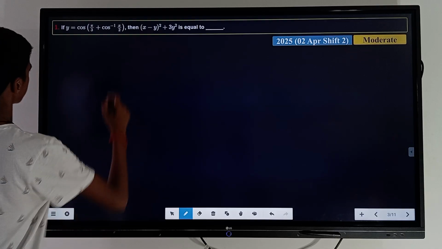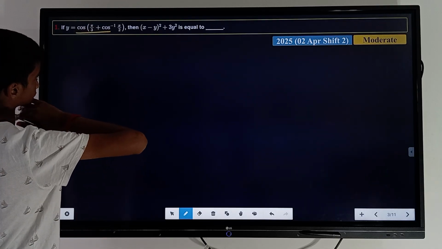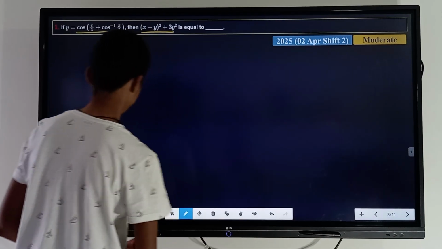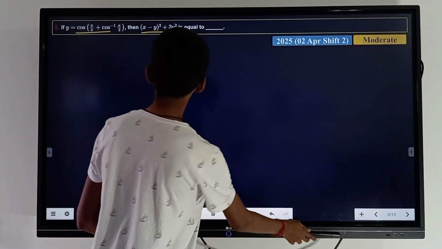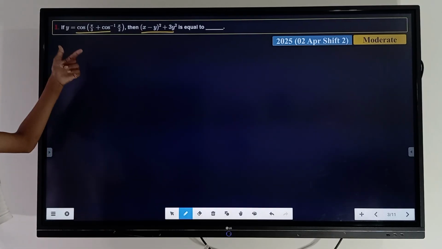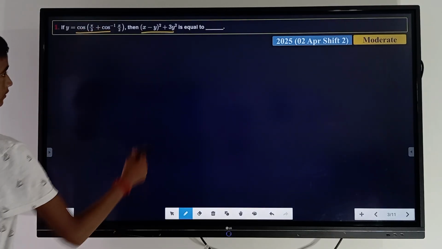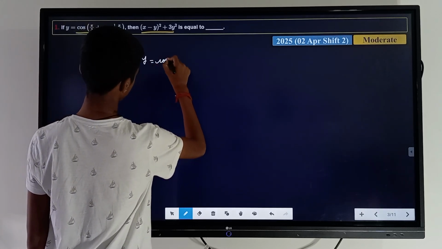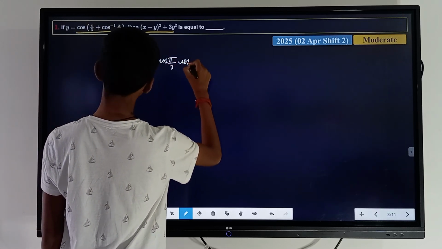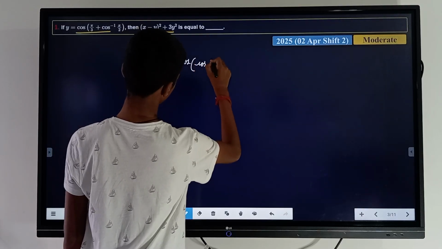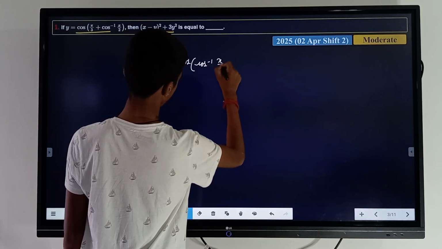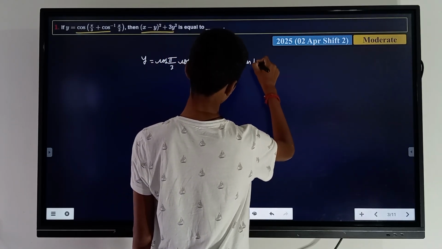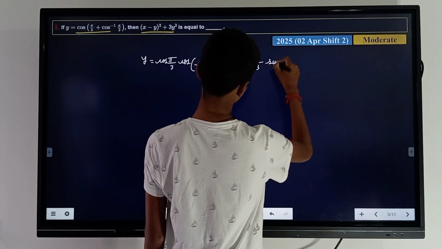Our question says if y is equal to cos of this expression, then we have to find the value of this expression. Now to solve this question, first we will open the cos term as cos of a plus b. We will get y is equal to cos a cos b minus sin a sin b.